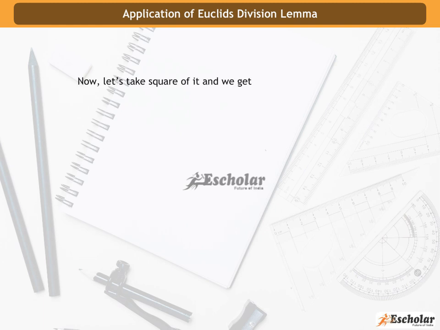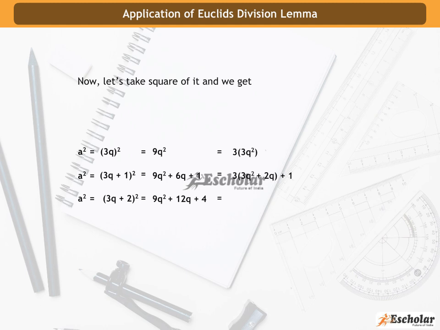Now let's take the square of it and we get a square is equal to (3q) whole square, (3q plus 1) whole square and (3q plus 2) whole square. So a square becomes 9q square, 9q square plus 6q plus 1 and 9q square plus 12q plus 4. Let's simplify this further and we get this now.